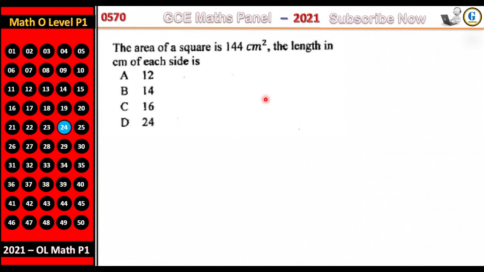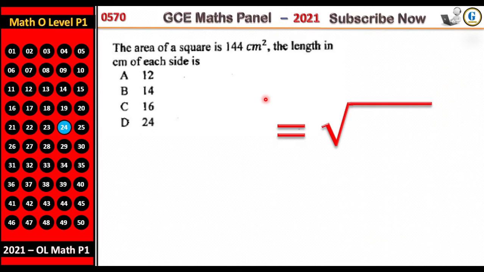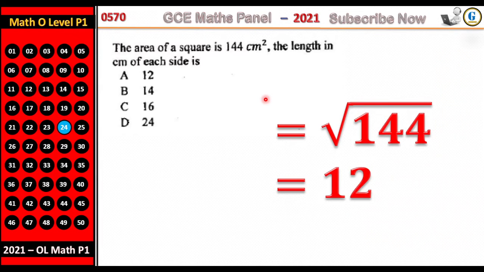24. The area of a square is 144 square centimeters. The length of each side is. Note that for a square, the length of one side is equal to the square root of the area, because area is given by side times side. Therefore, the length of one side is the square root of area, and this gives us 12. Our key here is A.